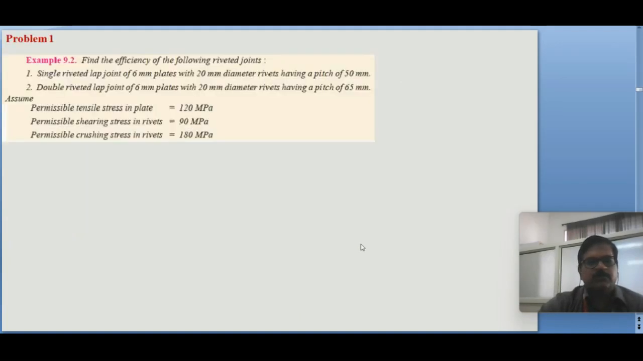Let us take a problem here. Find the efficiency of the following riveted joints. Single riveted lap joint, 6 mm plates with 20 mm diameter rivets having a pitch of 50 mm. Double riveted lap joint for the same with a pitch of 65 mm. The allowable stresses are given as 120 MPa in tension, 90 MPa in shearing, 180 MPa in crushing.